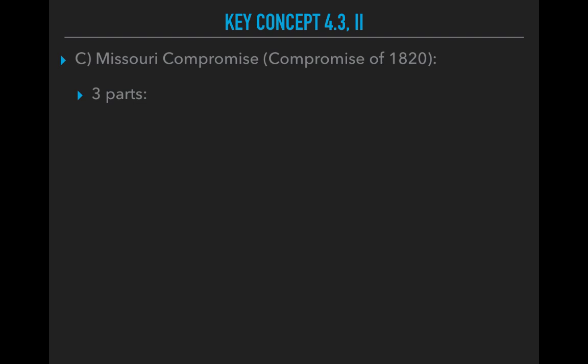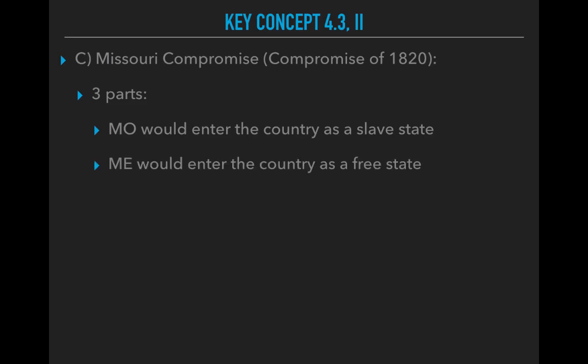The Missouri Compromise is also known as the Compromise of 1820, and there are 3 parts. You have to know all 3 parts. I have a detailed video as well in the description. Make sure you check it out. 1, Missouri would enter the country as a slave state. So this is the first state carved out of the Louisiana Purchase territory that wants to enter the United States as a slave state. This would tip the balance in favor of the slave states, so part of the compromise would allow for Maine to enter the country as a free state. Maine once belonged to Massachusetts. Now it's its own state and is emerging as a free state.